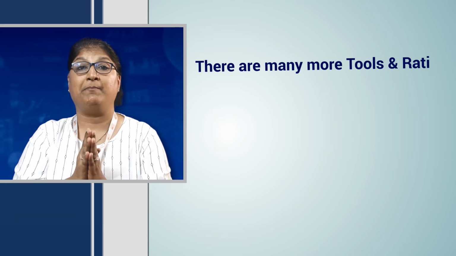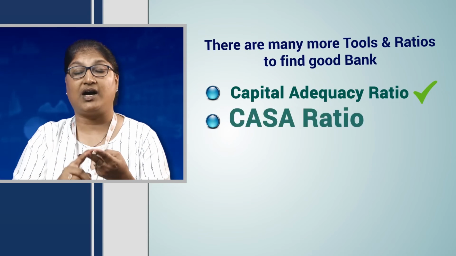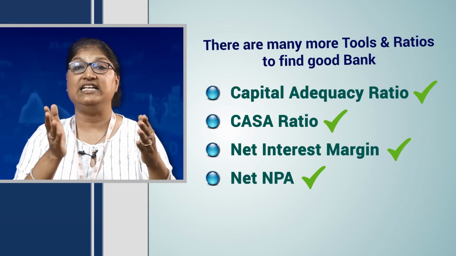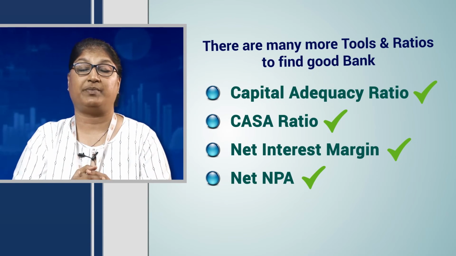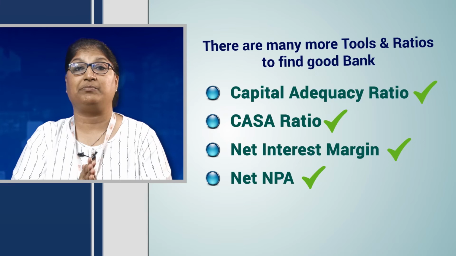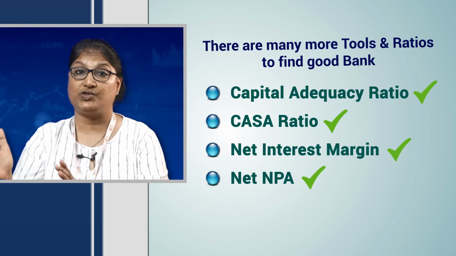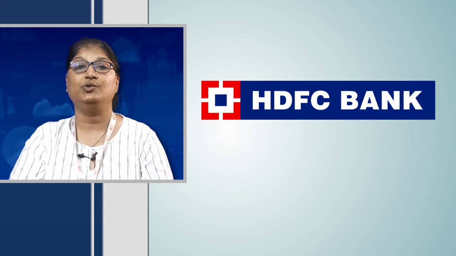So we can't only depend on one ratio and invest into a company. We have to take into account many ratios in the banking sector. So the ratios are your capital adequacy ratio, your CASA ratio, your net interest margin, your net NPAs. So all these ratios are strictly and exclusively for banking and the NBFC segment. So if you want to analyze any of the companies in the banking and the NBFC segment, then these are few of the ratios, and if they also suggest that HDFC Bank is a better bank, then what you can do is you can invest into that bank.